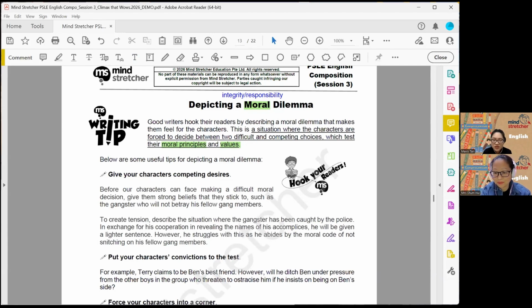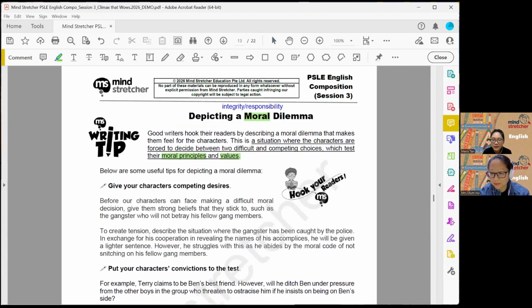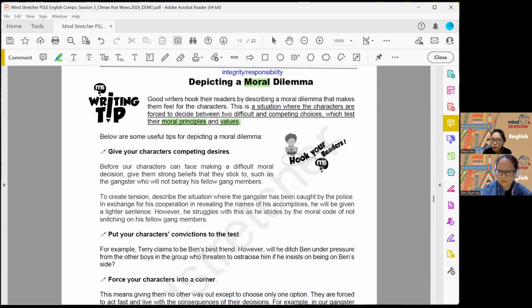What are some useful tips? A lot of students, when they write about moral dilemma, sometimes put it in one sentence. He didn't know whether he should do this or do that. Full stop. Eventually, he decided to do this. That's all. Two sentences, and then there's your moral dilemma. So moral dilemma cannot be two sentences. You must show the struggle because it's a dilemma. It's not a decision. It's a dilemma.